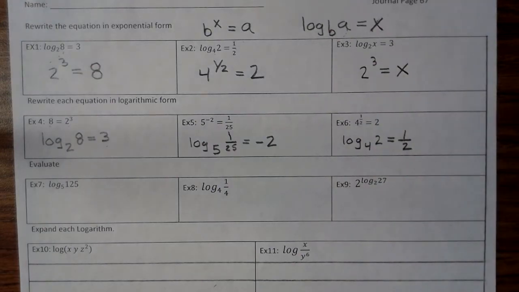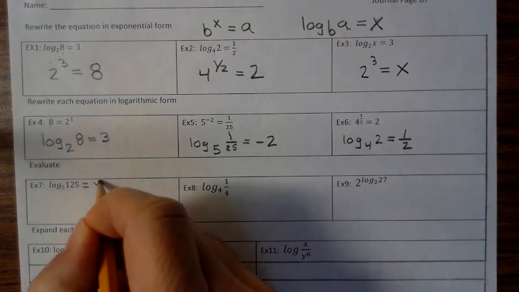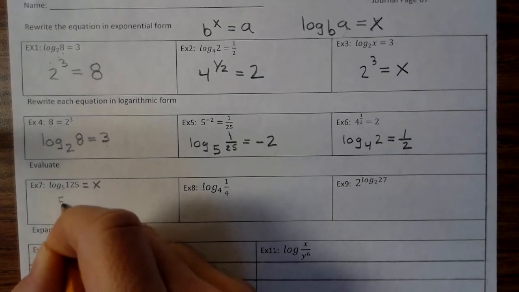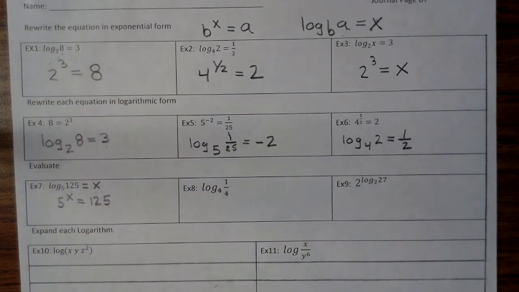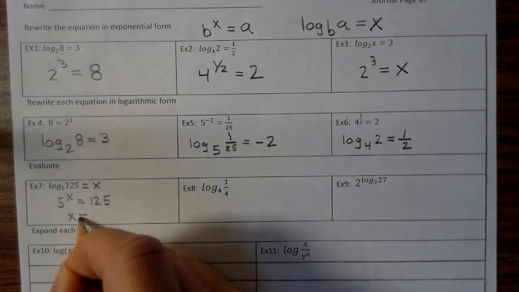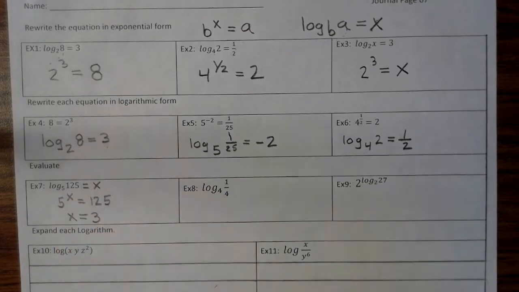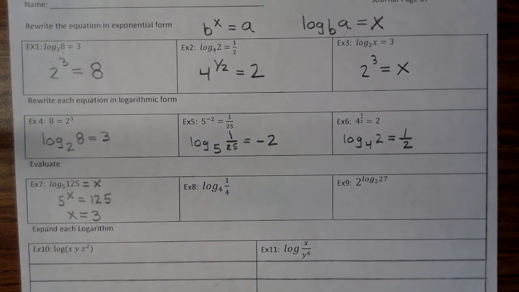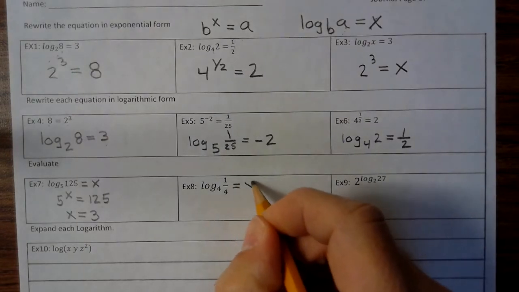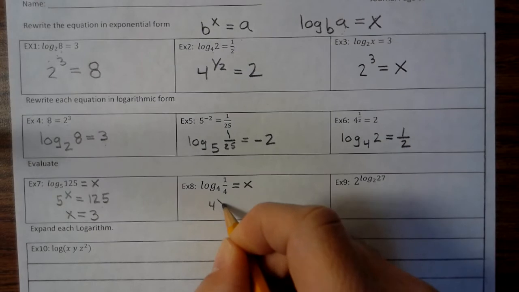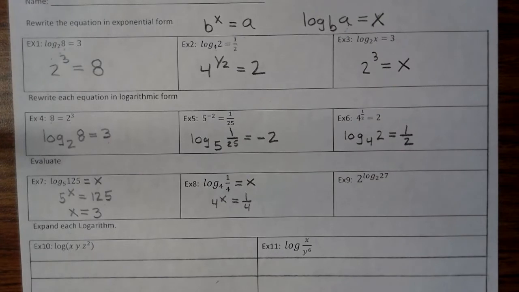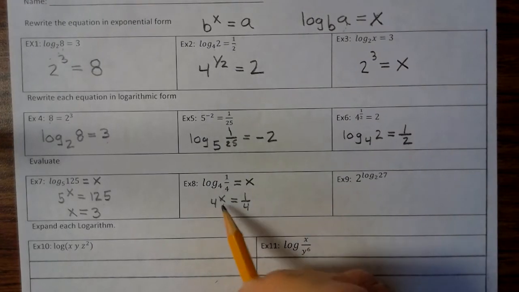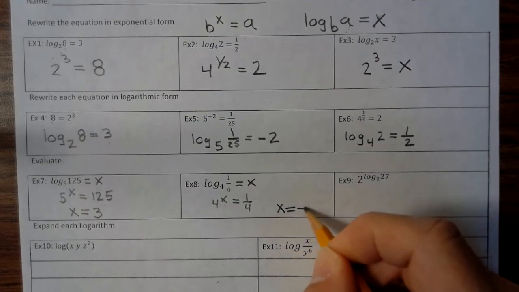All right, now to evaluate, we can set this equal to x, and we have to ask ourselves, well, 5 raised to the x power equals 125. So what does x equal? Well, x equals 3, because we know 5 to the 3rd power equals 125. Okay, let's do the same thing for example 7. So let's set that equal to x, and we ask ourselves, well, 4 to the x power equals 1 divided by 4. Well, 4 raised to what power x equals 1/4? The answer to that is x equals -1.